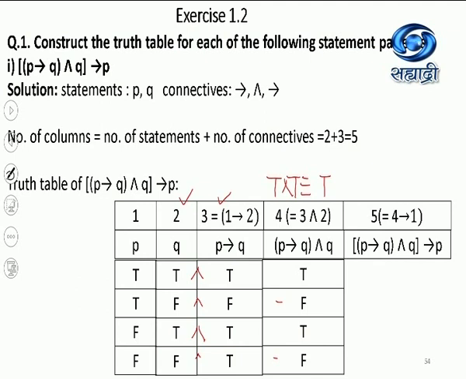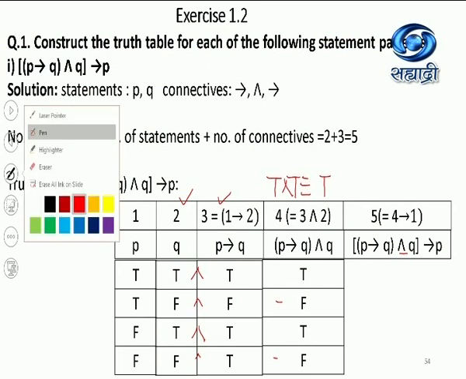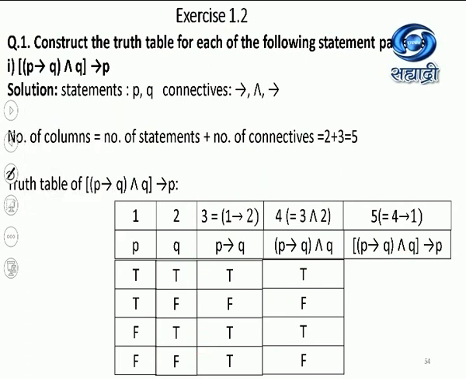The last column is for the entire statement pattern. Now this pattern is in column 4 and P is in column 1. I'll erase the previous ink notations. So 4 implies 1. If you are using the fingers, your finger should read first the value from column 4 and then the entry from column 1. Fourth column entry, then entry from column 1.